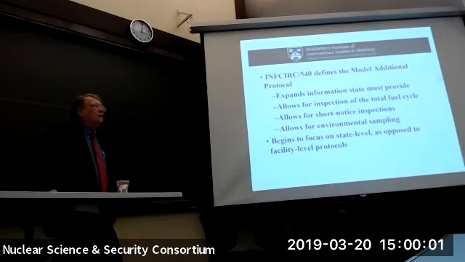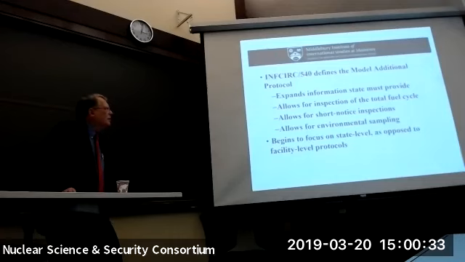This is what's called the Model Additional Protocol. This was largely written by a woman named Laura Rockwood, a U.S. attorney who was the head safeguards attorney, who now runs the Middlebury Institute's office in Vienna. We have an office along with the Austrian government. And this is a new system. It's voluntary. You have to sign on. This is not required under the NPT.